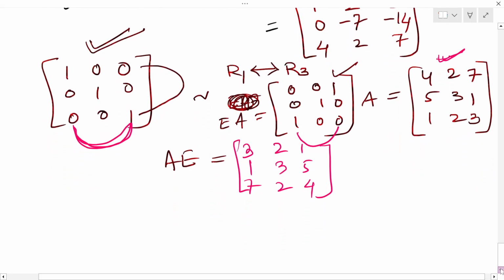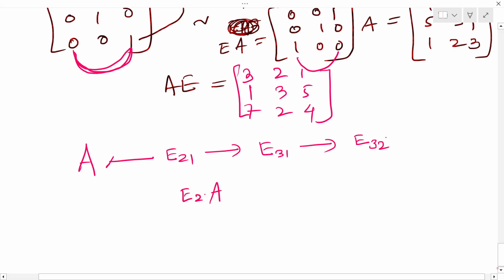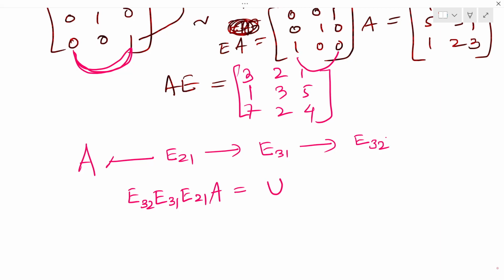Also, while finding LU factorization, we are given a matrix. We will do one operation E21. Then we will do E31. Then we will go for E32. That means first we will apply E21 on A, then I will apply E31 on the resultant. Whatever resultant I have got, there I will apply E32. Finally, it will become an upper triangular matrix.